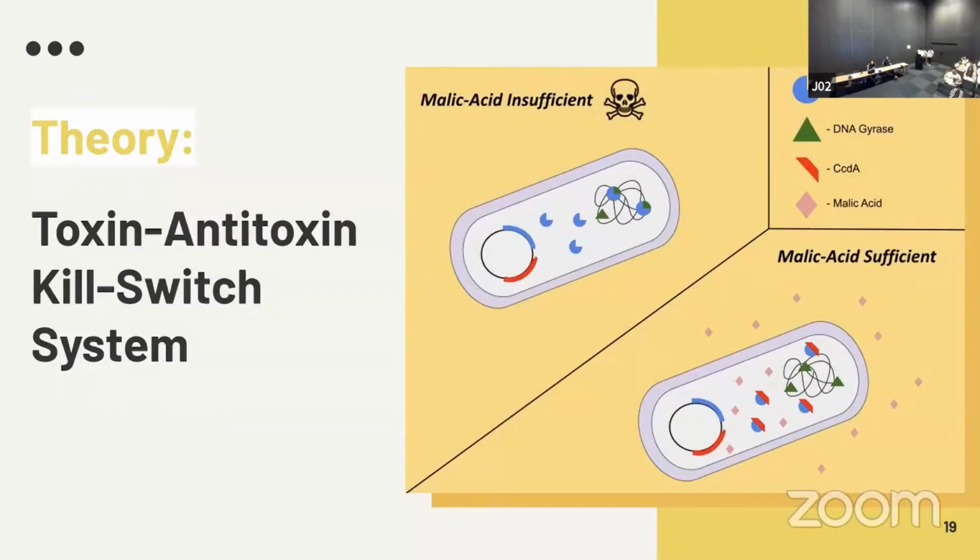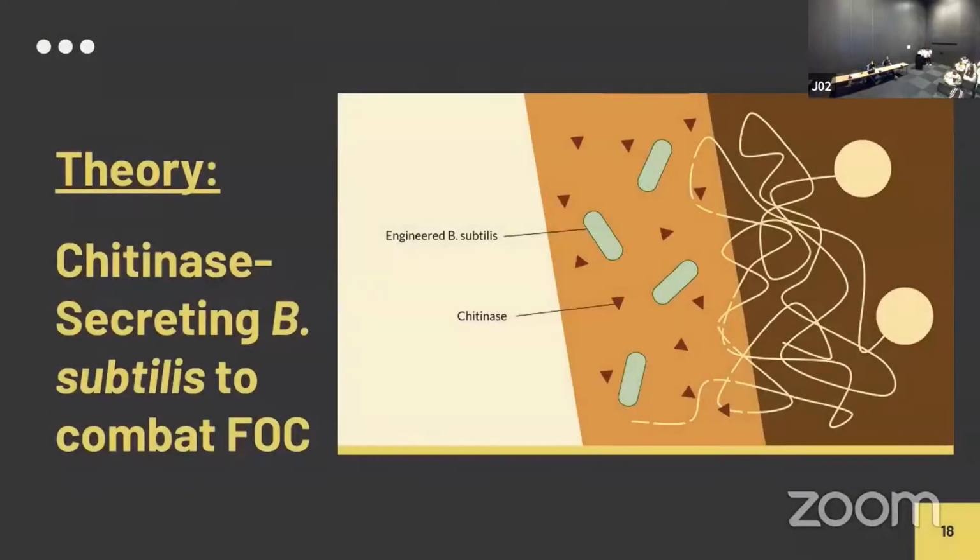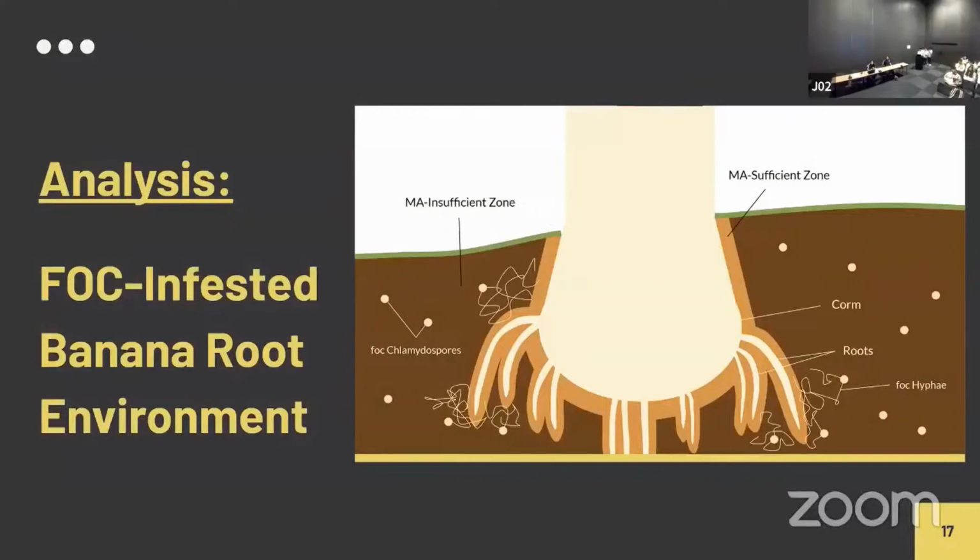However, the downside of using general effectors such as chitinase is that the effect of our bacteria cannot be specified to FOC itself, and therefore unintended environmental consequences may occur. To address this and mitigate the consequences, we devised a toxin-antitoxin kill switch system to achieve biocontainment. In order to curb the unintended consequences of our chitinase secretion system, we devised a malate-driven system to utilize malate as the permissive factor to achieve biocontainment around the roots. In theory, this will allow us to limit the proliferation of our bacteria in the malate sufficiency zone as shown in this diagram. So it would just be a layer on the roots.